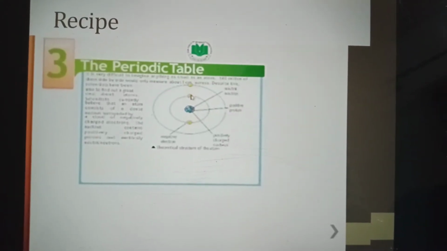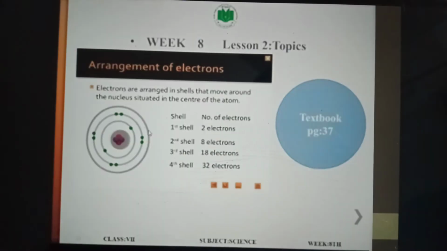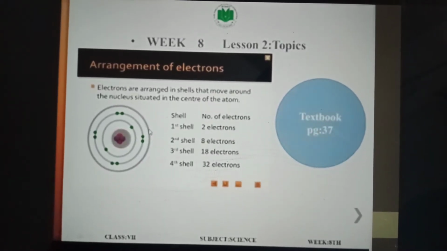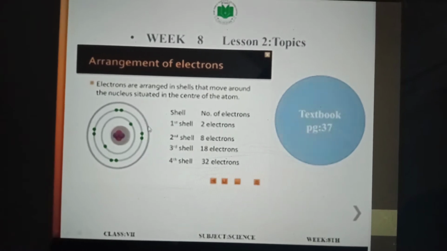The grade is 7 and the subject is science. This is chapter number 3, the periodic table. In this lesson, I am going to discuss the arrangement of electrons from textbook page 37, and atoms, molecules and chemical formula from textbook pages 38 and 41.